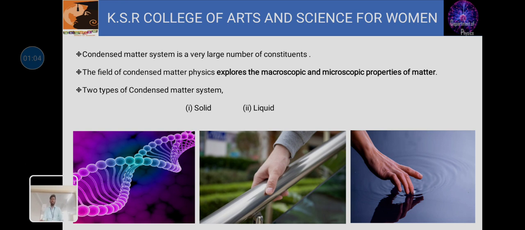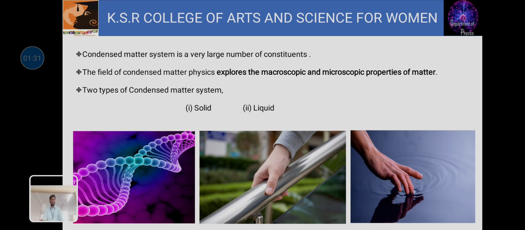CMP considers the physical properties of a system from its atomic structure. The importance of CMP is that it can help us understand the world: how our biological systems work, why some metals are cold, why water is wet, and all these. It has a large number of atoms and molecules with strong interaction among them. CMP helps in our daily life.